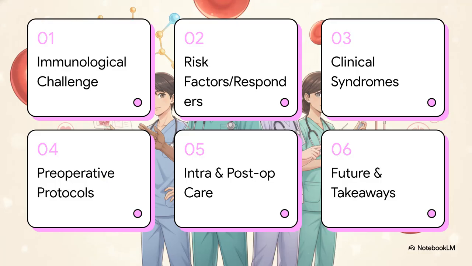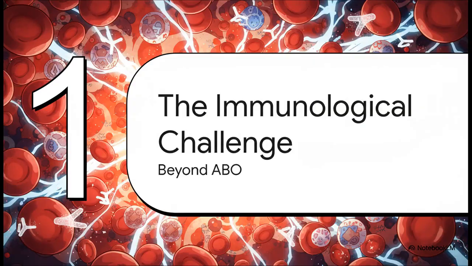All right, so here's our game plan. We're going to start with the basic science, what's actually happening on a cellular level. Then we'll figure out who is most at risk. We'll look at the clinical signs you need to watch for post-op, and then we'll get into the real meat of it, the practical protocols for pre-op, intra-op, and post-op care. And we'll wrap up by looking at where the science is headed. So let's kick things off with the immunological challenge.